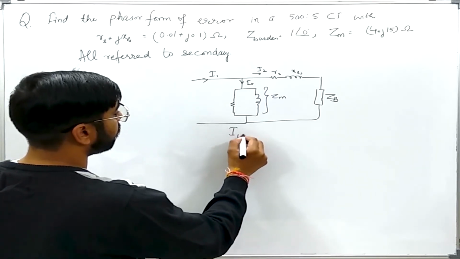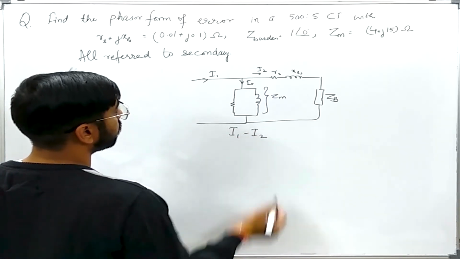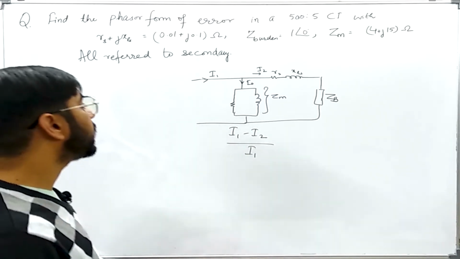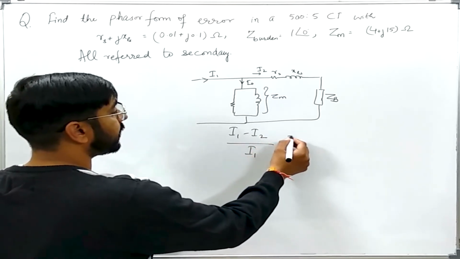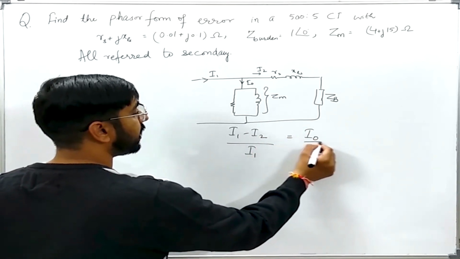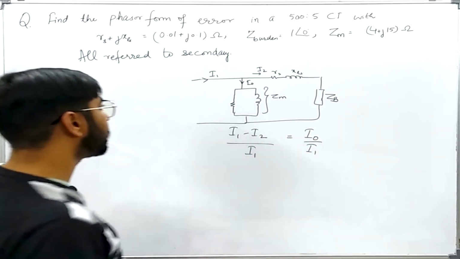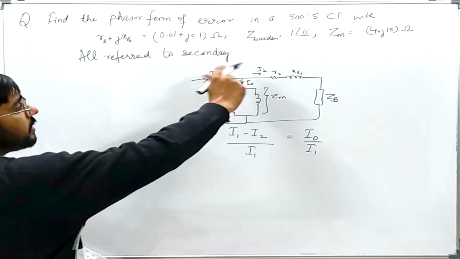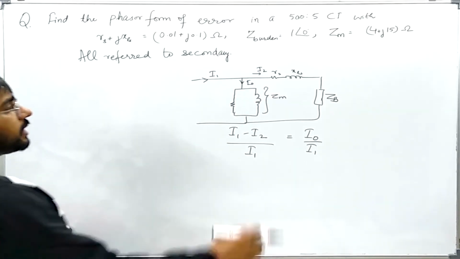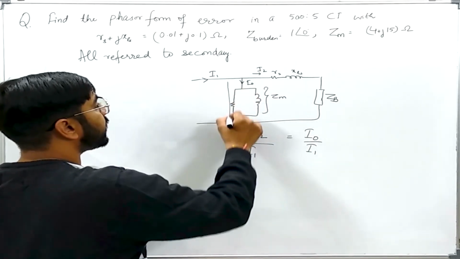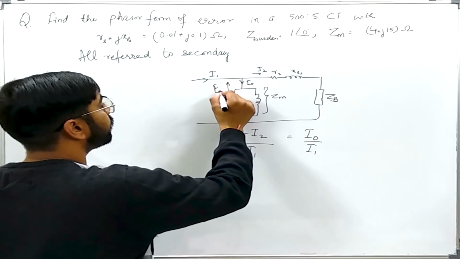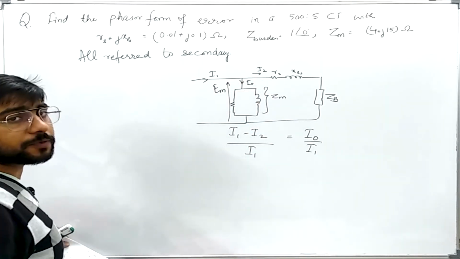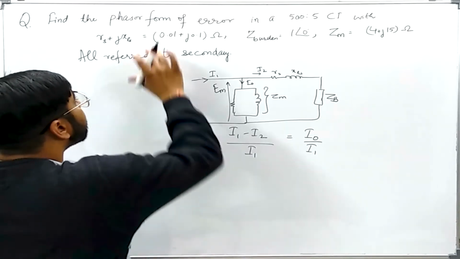I1 minus I2 over I1. Okay, or it can be simply in the Phasor form written as I0 over I1. Okay, now if we know that I2 is the current flowing, then we can find the voltage EM, okay, and then we can find I naught. So in this way we can find the error in the phasor form.